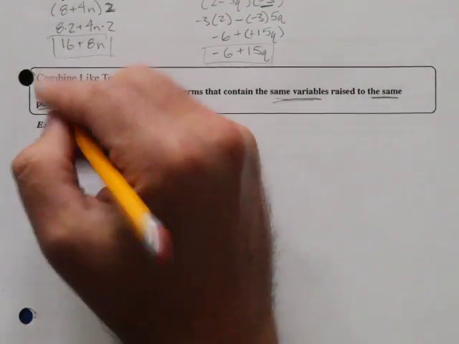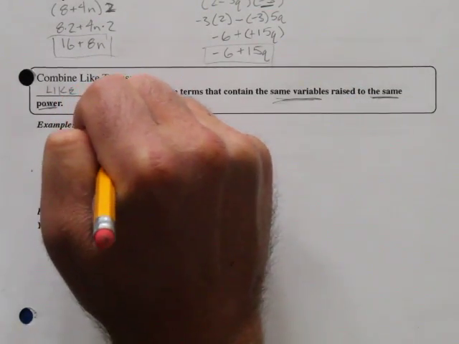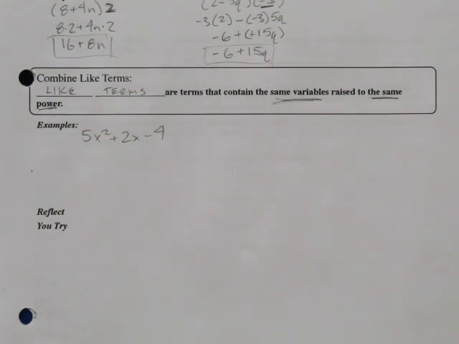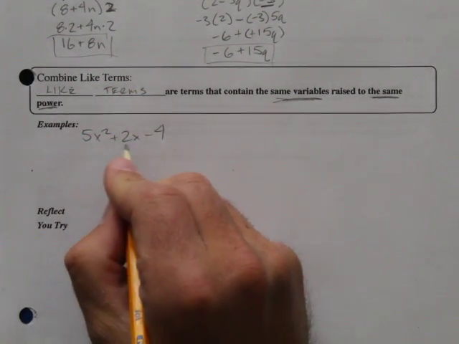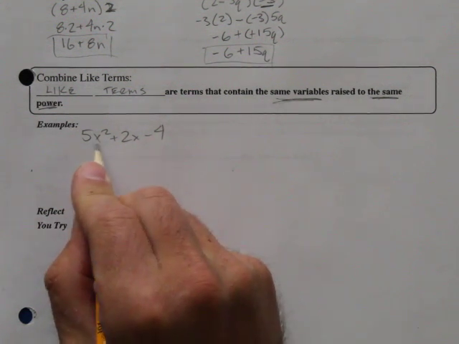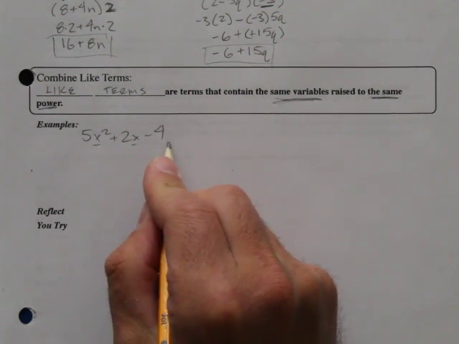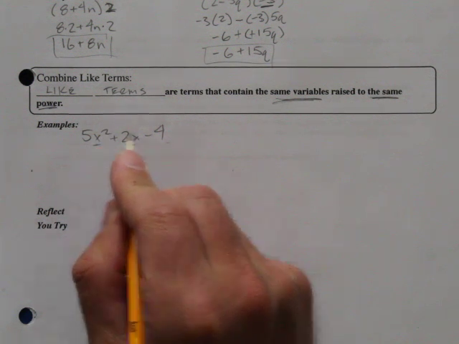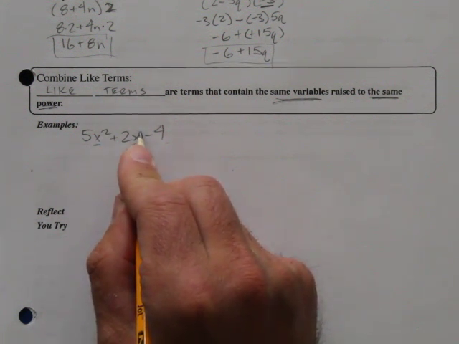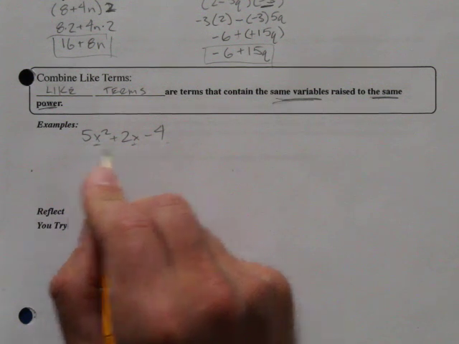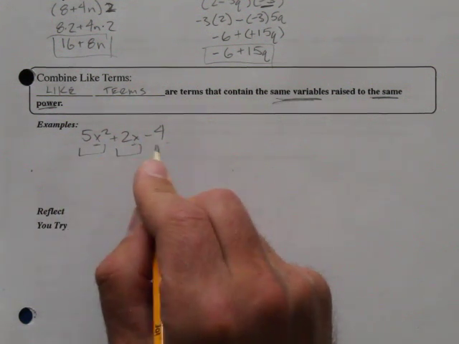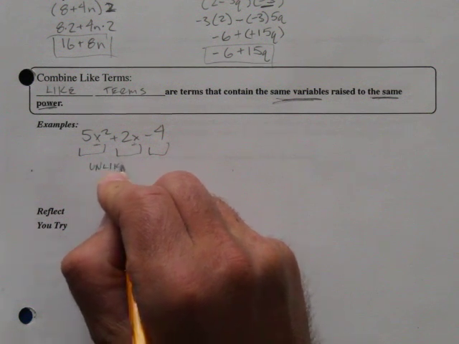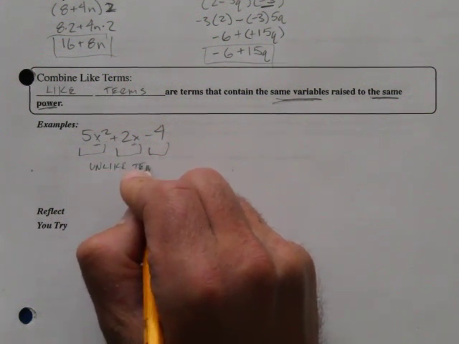So let's look at an example here. I've got 5x squared plus 2x minus 4. These are not like terms. I have an x, and I don't have any variables. This x is raised to the second power. This x is raised to the first power. These are not like terms. These are unlike terms. These terms are not friends.